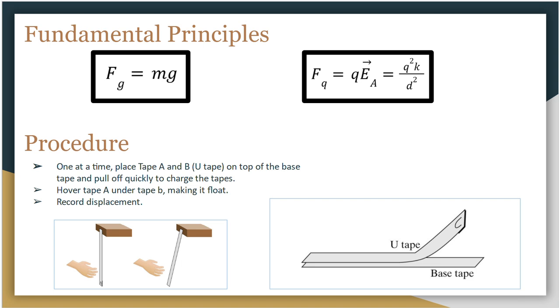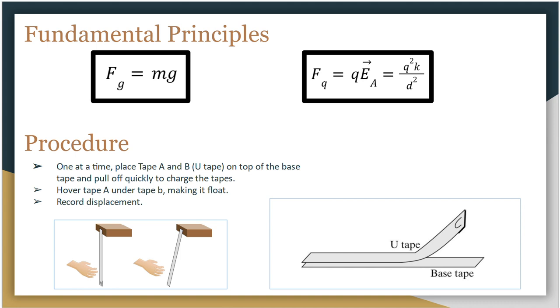So, fundamental principles. Of course, we have the formula for gravitational force, which is mass times gravity, or the gravitational constant. And we have the electric force, which is Q times electric field, or Q squared times K divided by d squared.